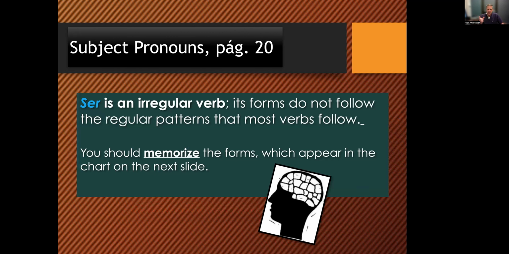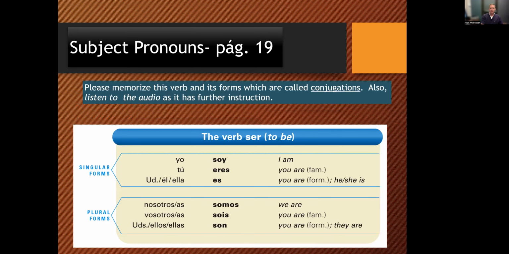So ser, this verb ser, is a super irregular verb in Spanish. It's actually the most irregular verb there is. Its forms don't follow any regular pattern that most verbs will follow. So you're going to need to memorize the forms of the verb ser. As we get to other verbs, there'll be patterns that you'll be able to follow, but for ser, it's going to be straight memorization. When you take a verb, an infinitive, in English, all our infinitives have the word to. So to be is the infinitive of the form of the verb be.